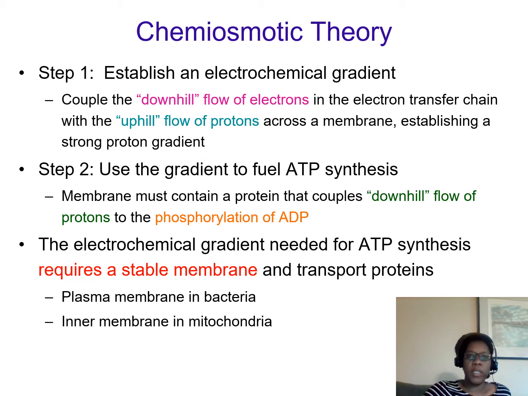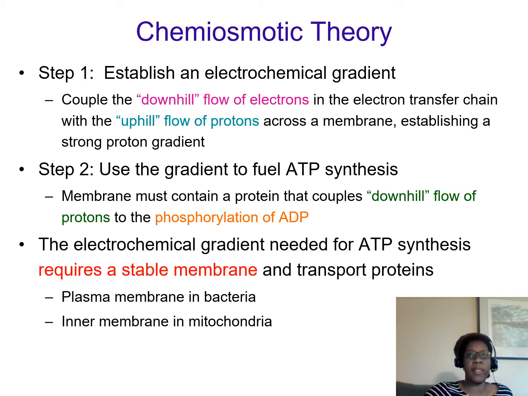So we're going to look at this in two steps. The first step requires 4 different enzymes. And in these 4 different enzymes, there are many pathways that you have to learn of how we establish an electrochemical gradient. And what we're going to do is couple the downhill flow of electrons.